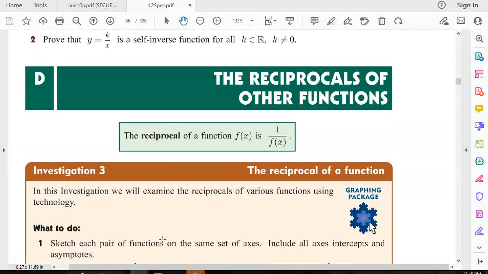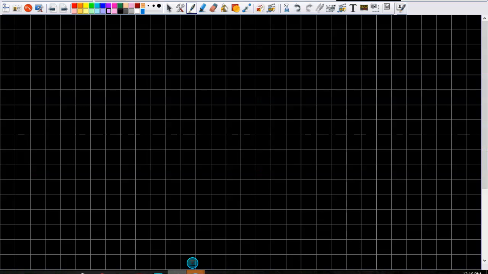So finish your inverse functions. They're going to now ask you to look at the reciprocal. And remember, we talked about this the other day, that we don't want to mix up the inverse and the reciprocal. We know that f to the minus 1 is not equal to 1 over f of x.